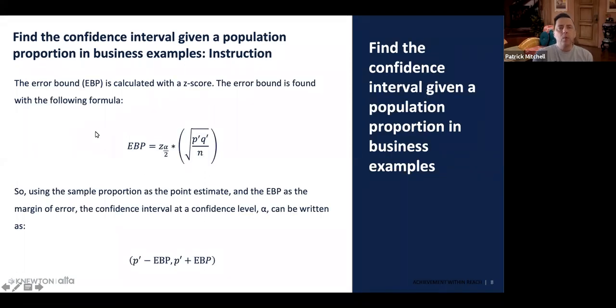The error bound, which in this section is denoted EBP for error bound for a proportion, is calculated with a z-score. And here is the formula that we use to calculate the error bound. The error bound for a proportion is equal to z sub alpha over 2 times the square root of P prime Q prime divided by N. So using the sample proportion as the point estimate and the error bound for the proportion as the margin of error, the confidence interval at a confidence level alpha can be written like this: P prime plus or minus EBP.